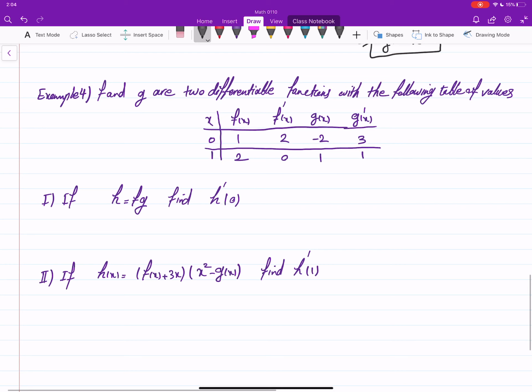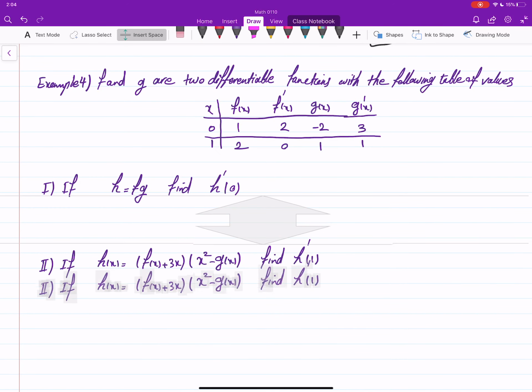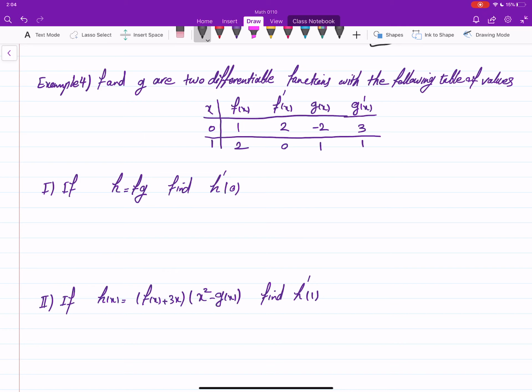And the very last example, we are trying to find the derivative of functions which are given in terms of two other functions. We don't have what these two other functions are. We only have a table of values for these functions. So f at 0 is 1, f at 1 is 2, and so on.